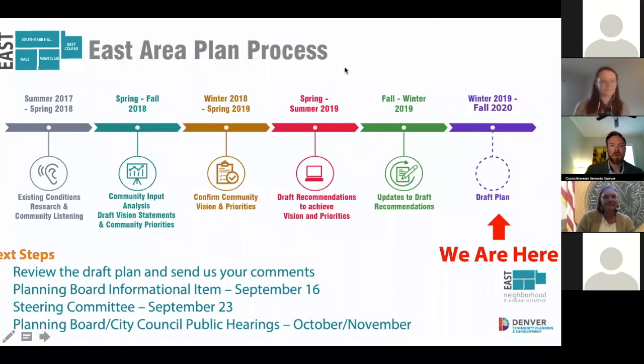Thanks, Liz. We are concluding a 3-year process. We are at the far right, the green spot on this timeline, making final updates to the draft plan. We will be moving this forward on September 16th to the planning board, where we will have an informational item. We'll have our final steering committee meeting later that month on September 23rd. And then in October and November, we will have public hearings at both the planning board and city council.